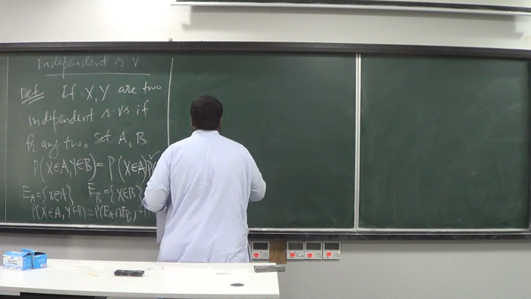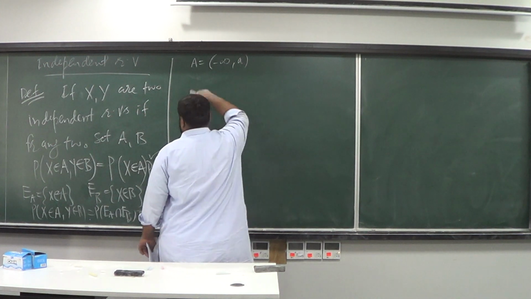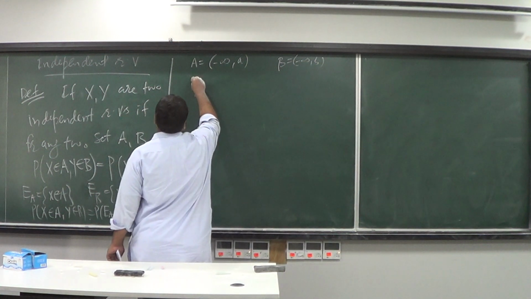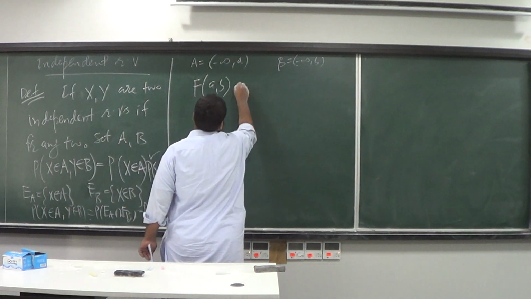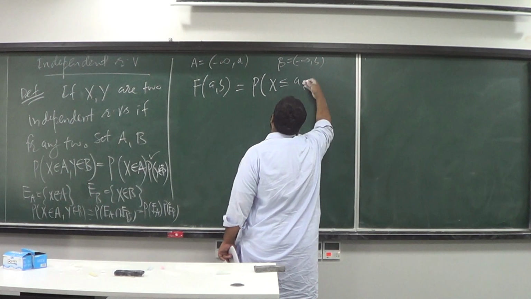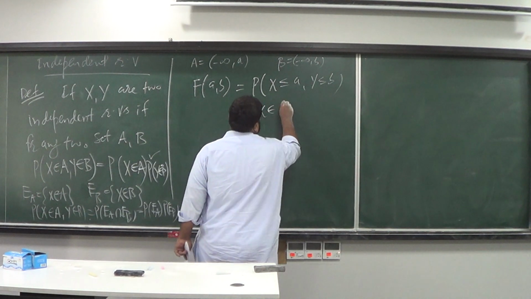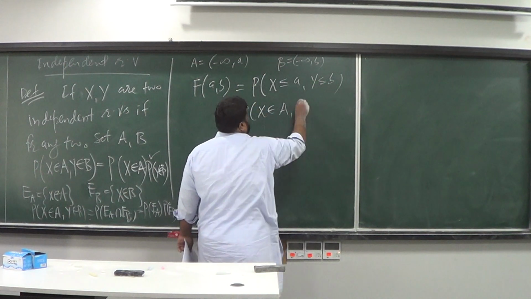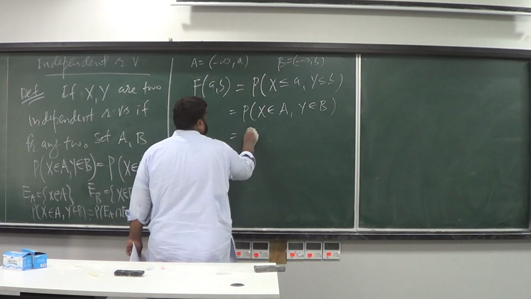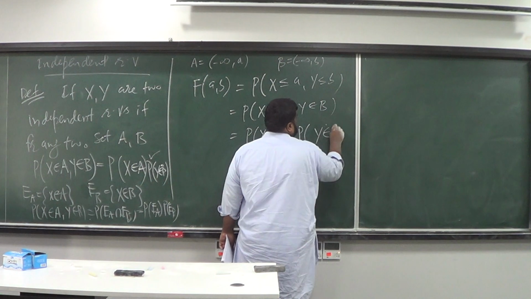Let's think about the joint CDF. In particular, if I take minus infinity to A as A and B as minus infinity to B, and I consider what is the value of F of A, B, then by definition this means X less than or equal to A and Y less than or equal to B, which is the same as the probability that X belongs to A, where A is minus infinity to A, and Y belongs to B. But if X and Y are independent, this probability should be equal to the probability X belongs to A times the probability that Y belongs to B.